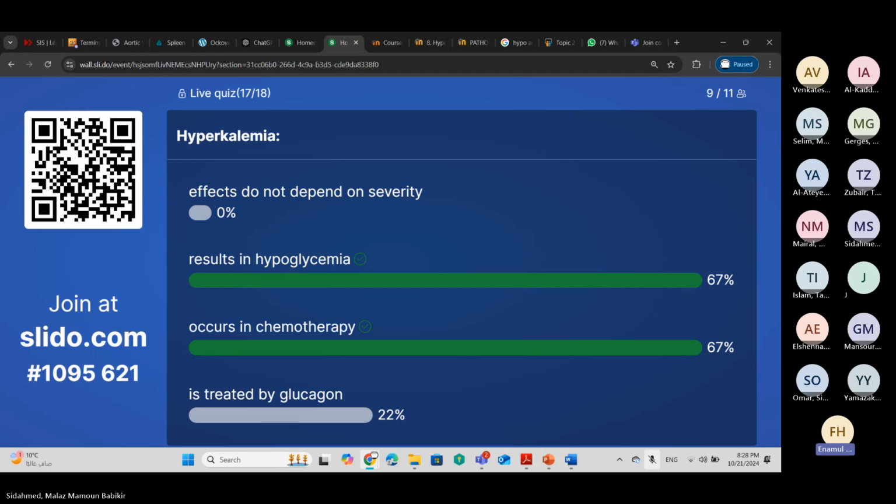As for chemotherapy, this is the same concept as the hemolysis. So chemotherapy is targeted against tumor cells. It causes what is known as tumor lysis syndrome, but generally it causes the rupture of tumor cells, and because of that, the intracellular K plus is released out into the extracellular fluid. So you have hyperkalemia. Is it treated by glucagon? No, that's not the case. It's treated by insulin. Insulin is what causes the K plus to go into the cells to treat hyperkalemia. And otherwise, that is it. It's as simple as that.